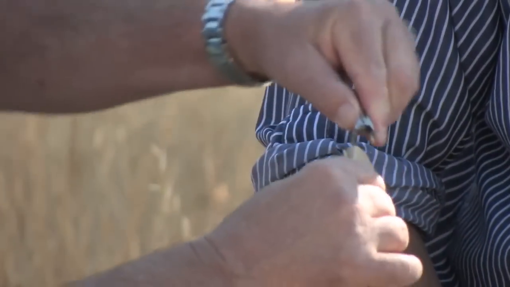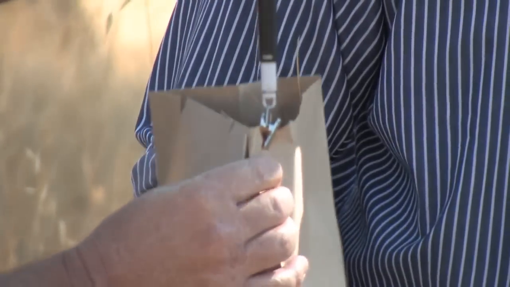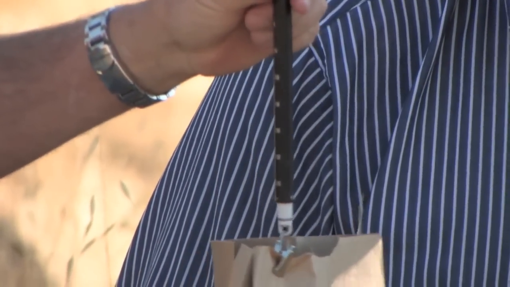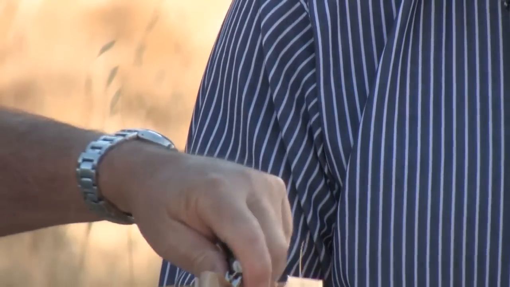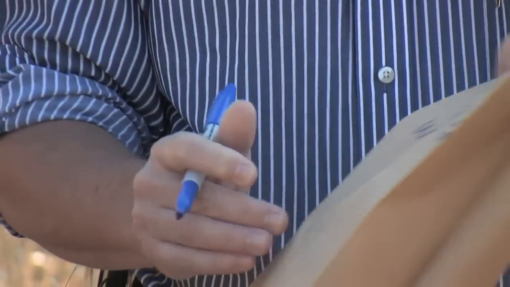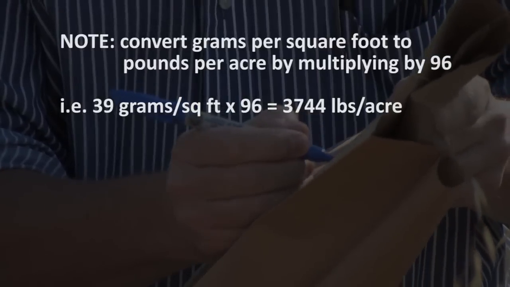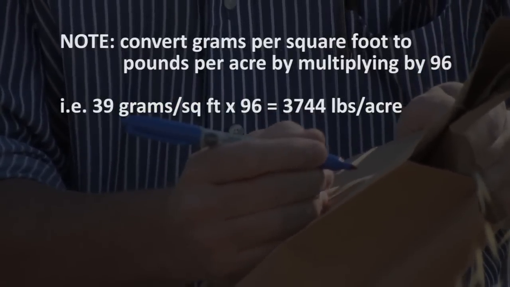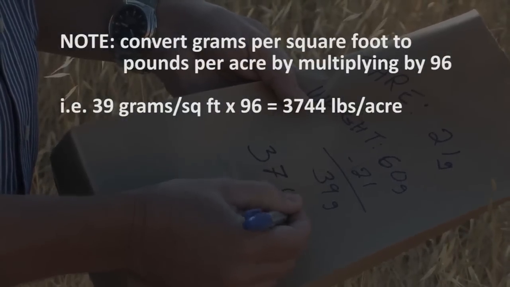Okay, and after the plot's clipped and all the material's in the bag, you want to weigh the bag and the clipped material. And this weighs about 60 grams. Now before we clipped, we weighed the bag when it was empty and it weighed 21 grams. So if we subtract 21 grams for the bag from 60 grams for the whole sample, we come up with 39 grams. And we're going to multiply that by 96.